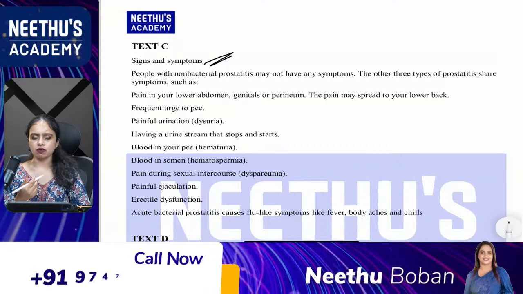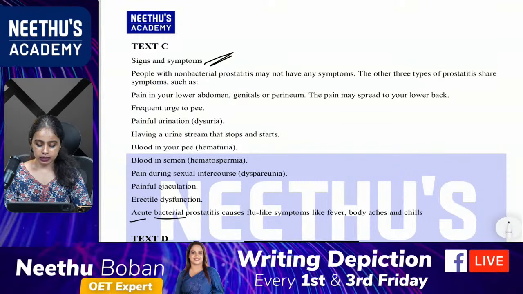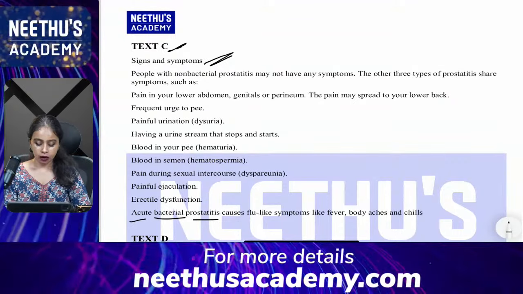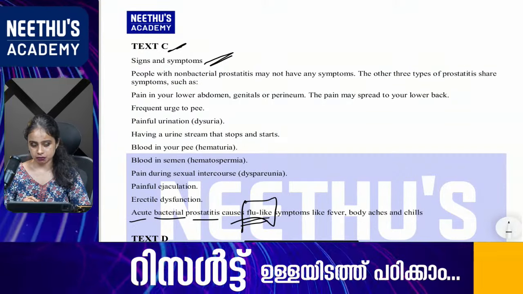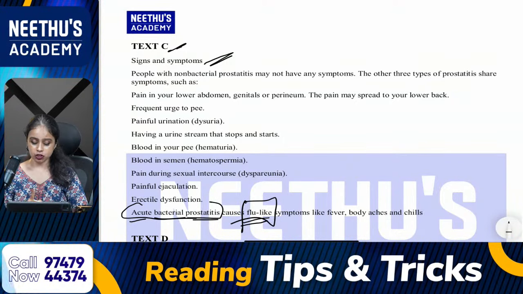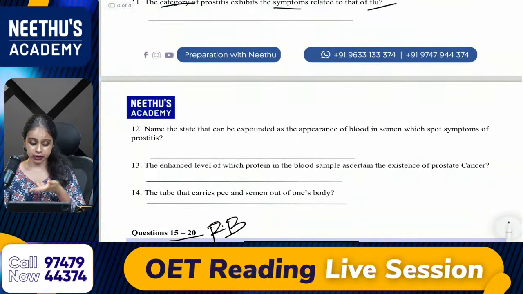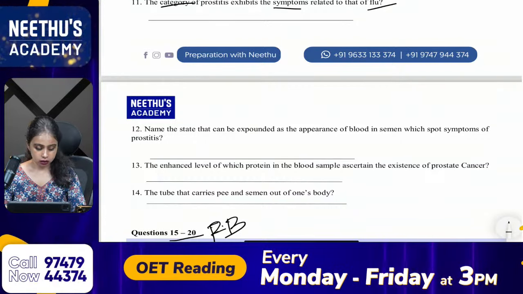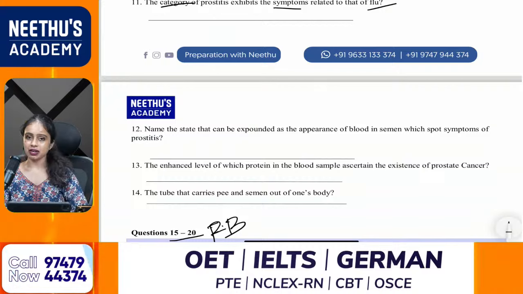Yes, ABP. You can write ABP or you can write acute bacterial prostatitis. Both are correct, which is from text C. Acute bacterial prostatitis causes flu-like symptoms. So the keyword is flu-like symptoms. So answer is acute bacterial prostatitis. A lot of correct answers, right? Jishnu, ABP, okay. Tessie, Lakshmi, Honey, Reba, okay. Abhi, ABP. Biji, very good, very good.